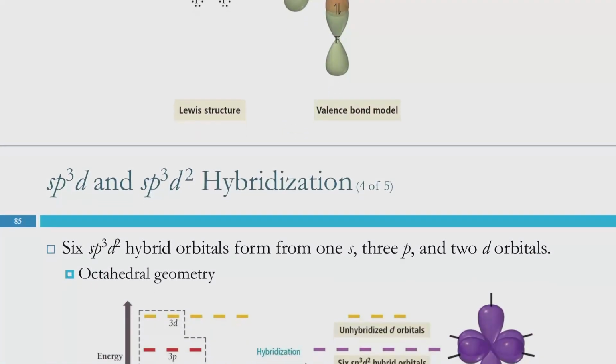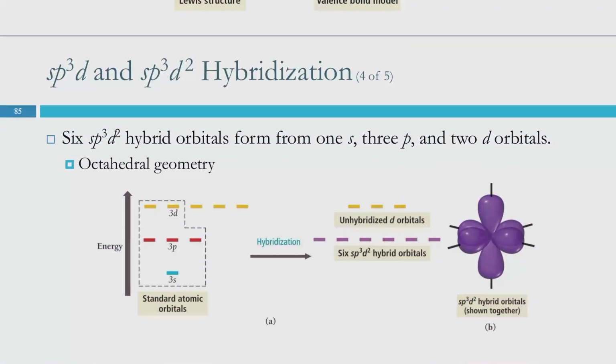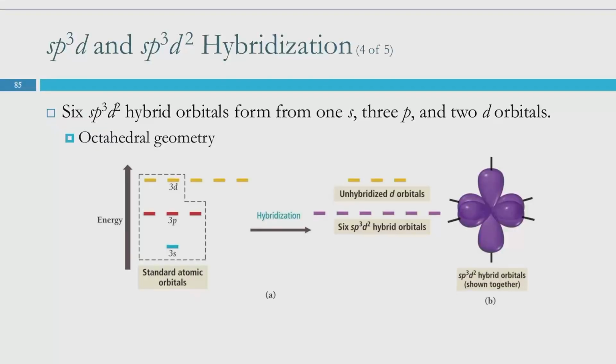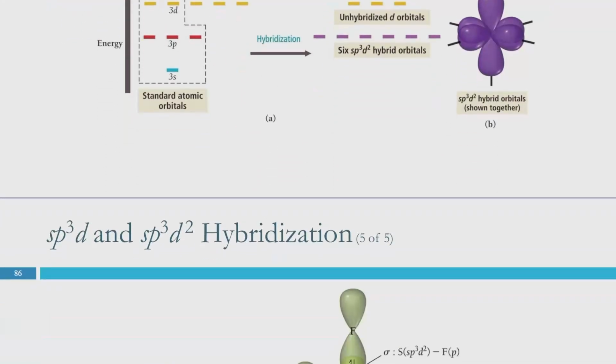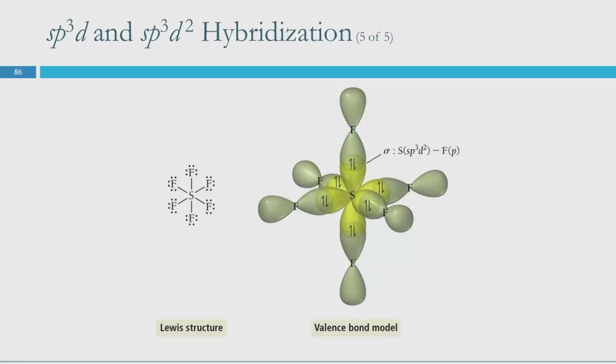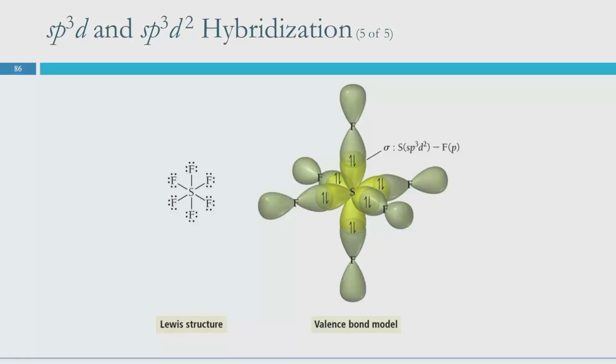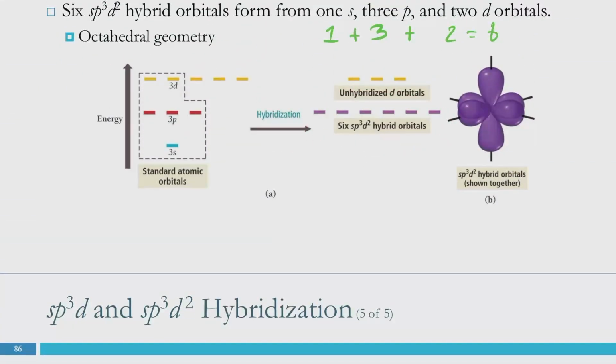Okay. We can also have sp3d2 hybrid orbitals. So we're putting in 1 plus 3 plus 2, 6 orbitals in. We get 6 orbitals out. And 6 groups is going to give us octahedral geometry. So for example, something like sulfur hexafluoride. Our sulfur has undergone this hybridization process.